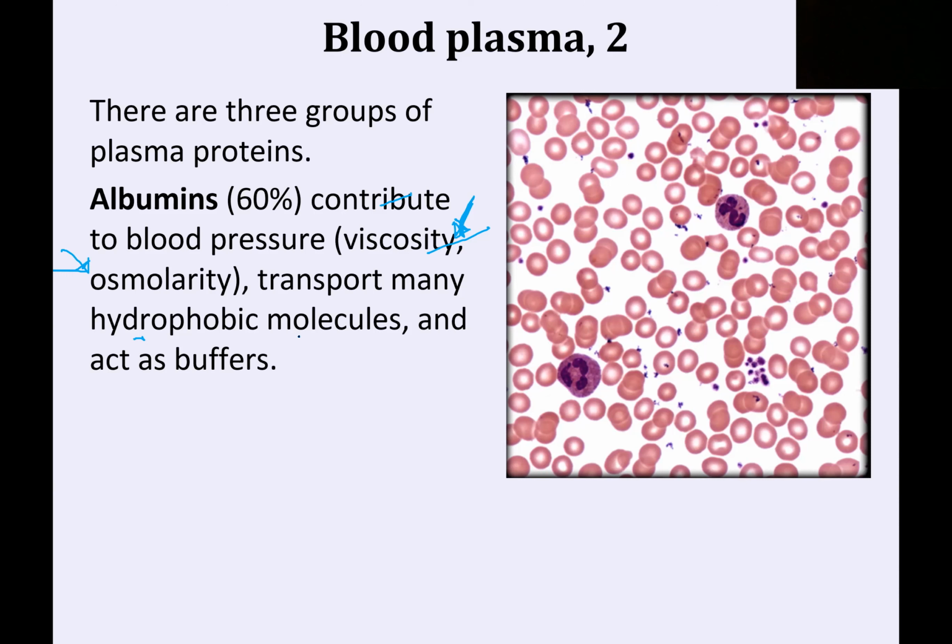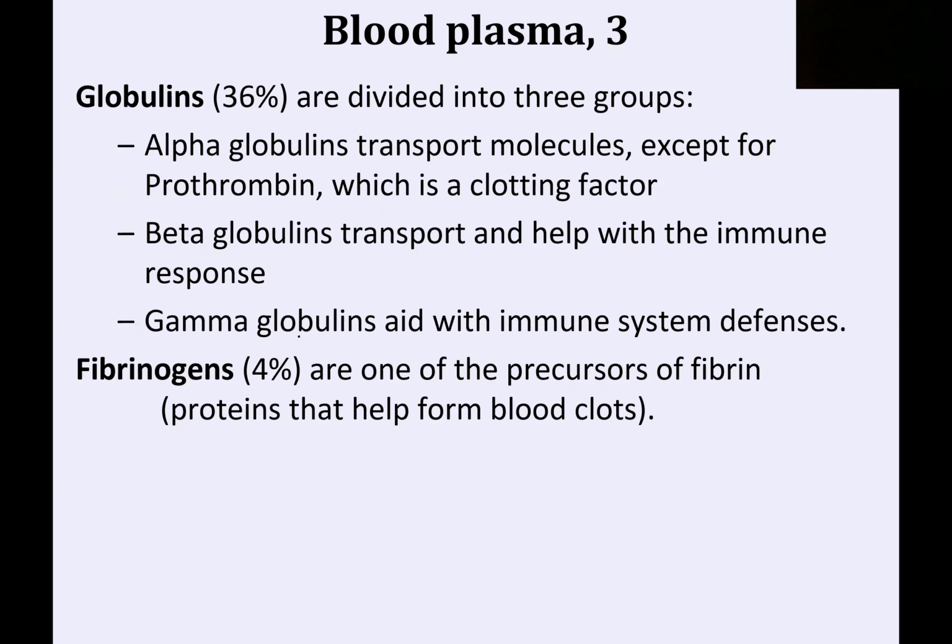Okay. Albumins, you can relate that to eggs. The clear slimy part of an egg that becomes white and opaque when you cook it, that is mostly albumin. Okay, second group, the globulins, account for 36% of the plasma proteins. This is actually subdivided into three groups. So we have alpha globulins, beta globulins, and gamma globulins.